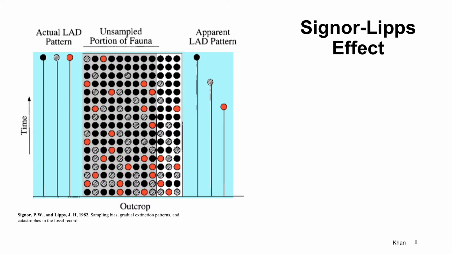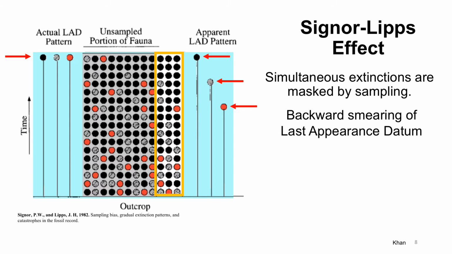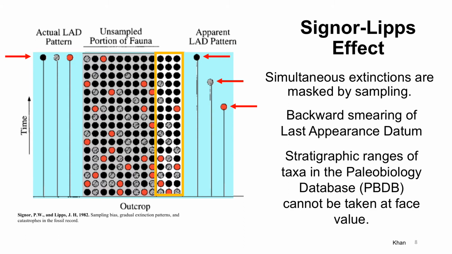However, the Singer-Lipps effect tells us that the youngest known fossil occurrence is not the actual last occurrence date and is only an approximation. As demonstrated in this figure, a simultaneous extinction event looks quite different if only the outcrop that is highlighted in yellow is sampled. The backward smearing of last appearance dates causes the extinction event to appear gradual. We cannot, therefore, only take stratigraphic ranges recorded in the Paleobiology database at face value.